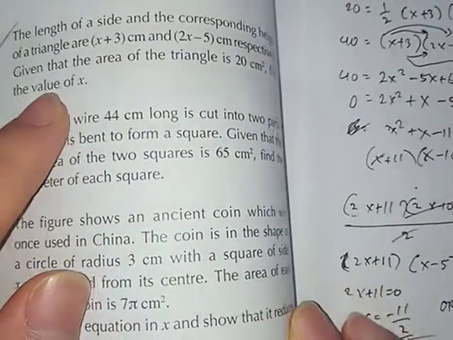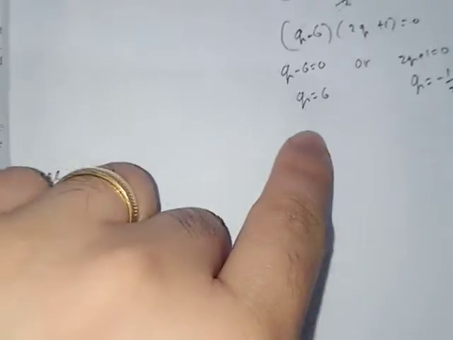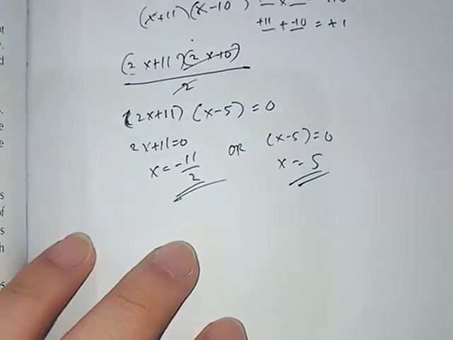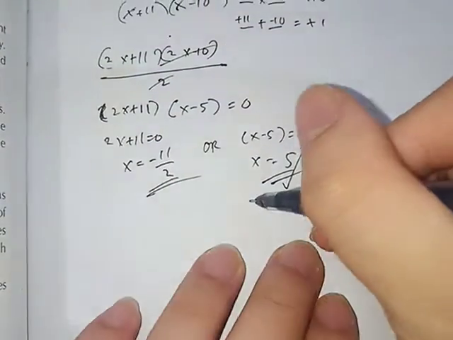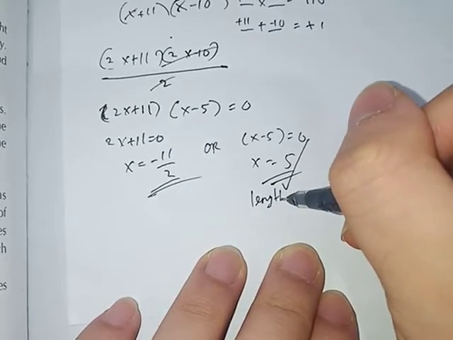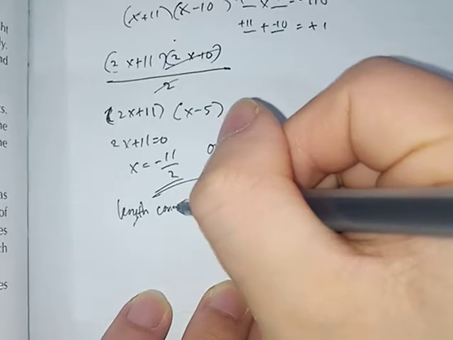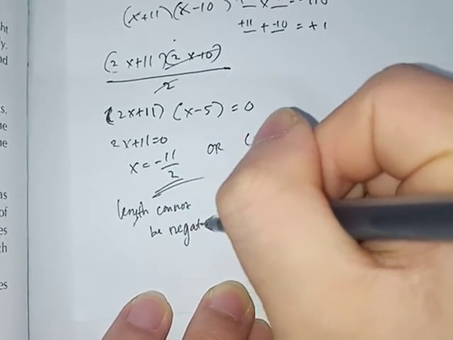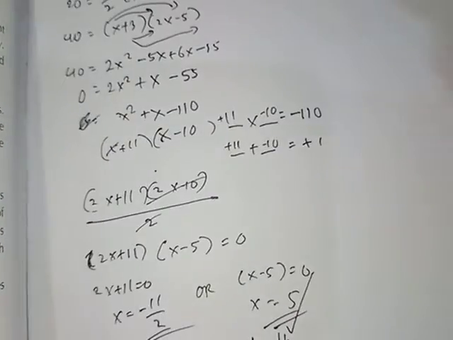Find the value of x. Okay, usually the value of x can be negative, right? But in this case, just in this case, the only answer is this one. Why? Because we're talking about length. Length cannot be negative. Yeah? Okay.